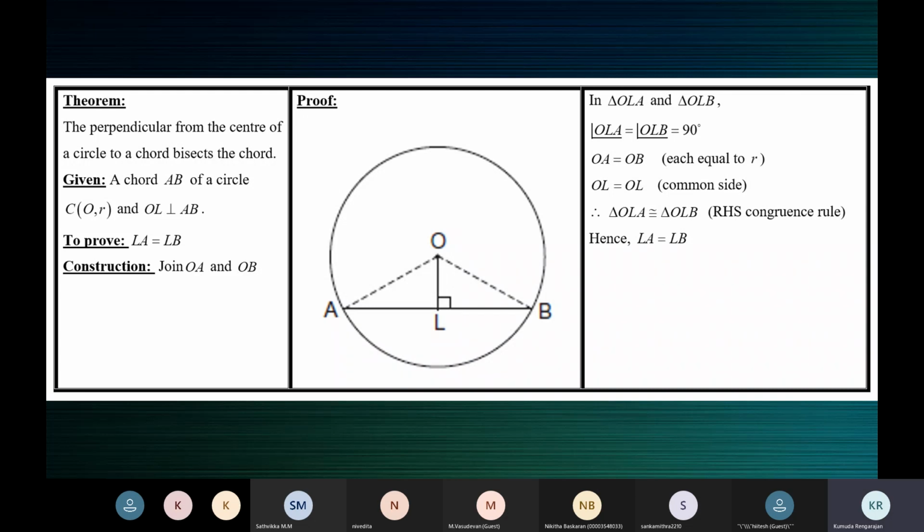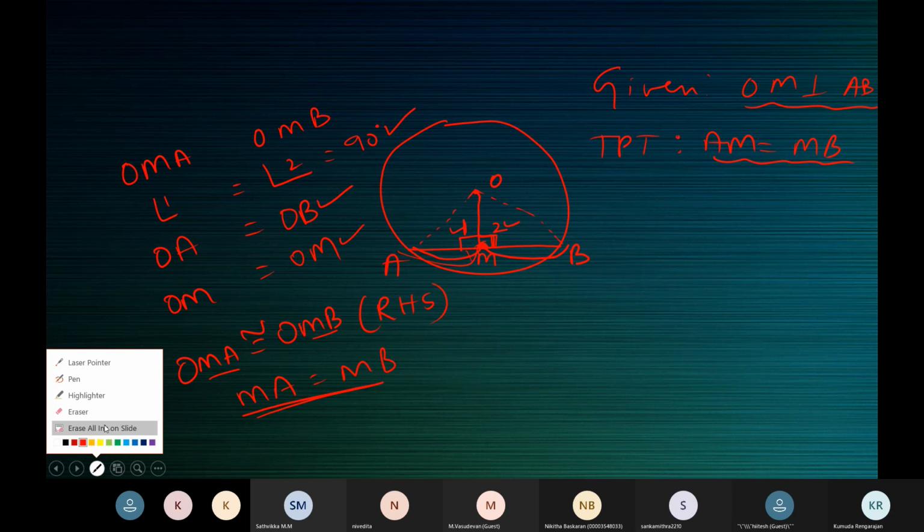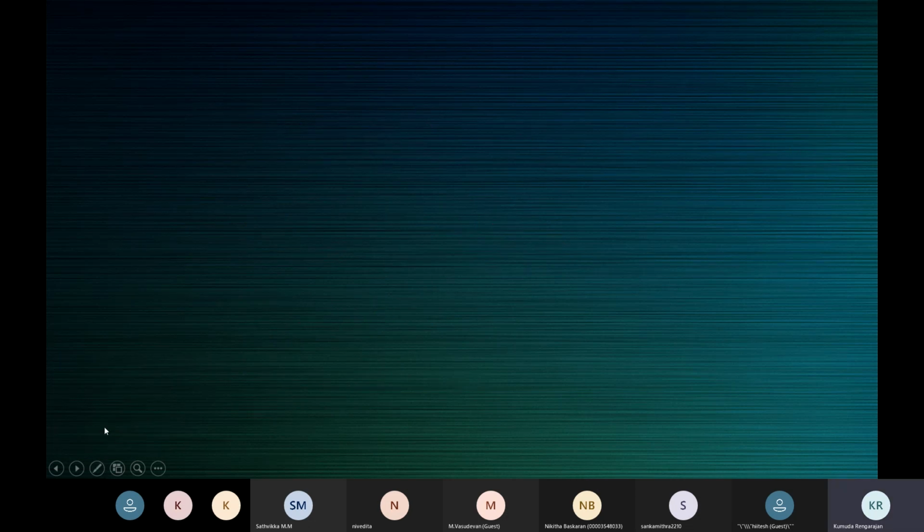So now let's see the converse of this theorem. If you draw any line from the center of the circle to bisect a chord, then that line is perpendicular to the chord. In the theorem we just saw, we are given a circle, a chord, and we draw a perpendicular from the center to the chord. And the result is the chord is bisected.